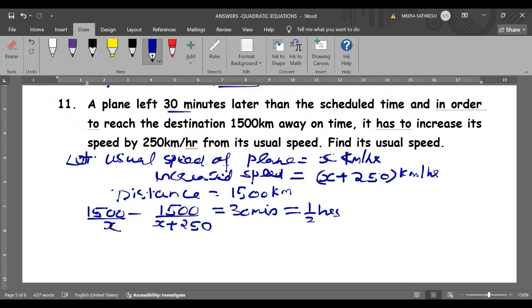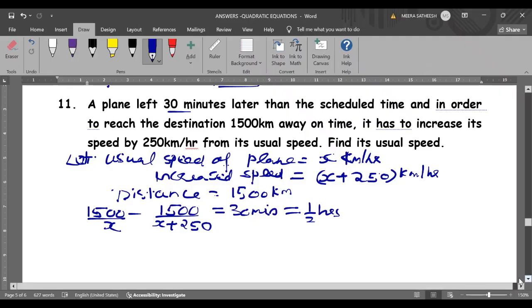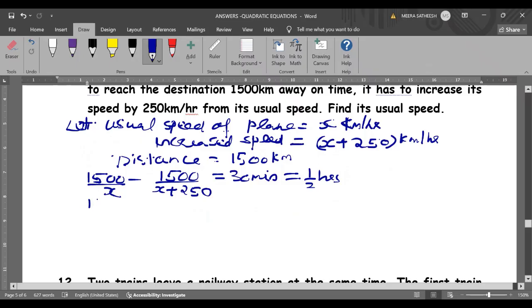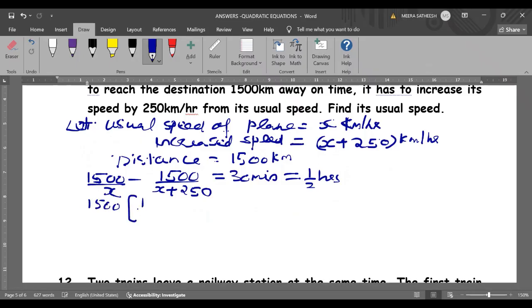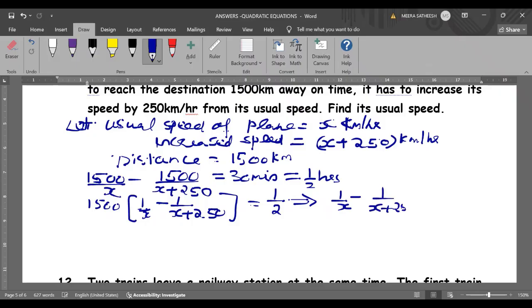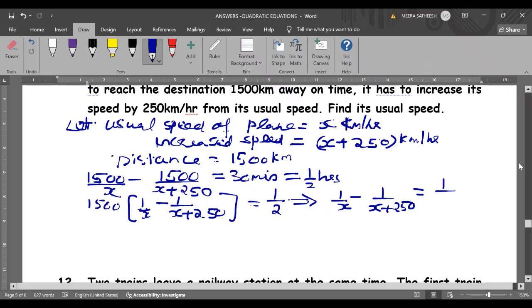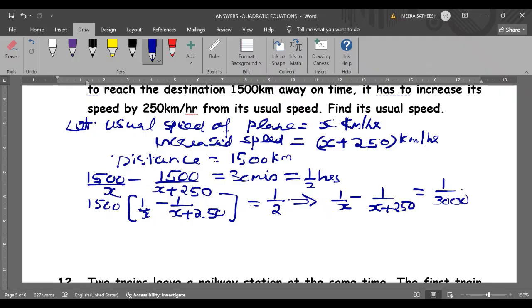Now, 1500 is common in all, so I am going to take it common. So 1500 times, 1 by x minus 1 by x plus 250, equal to 1 by 2. Now I can bring this 1500 to the other side. So this will become 1 by x minus 1 by x plus 250 is equal to 1 by 2 into 1500, that means 1 by 3000. Clear, no?